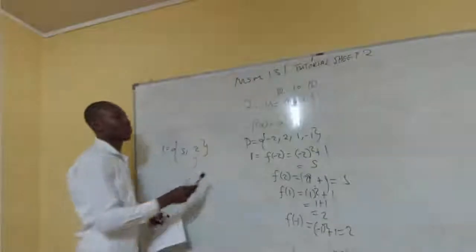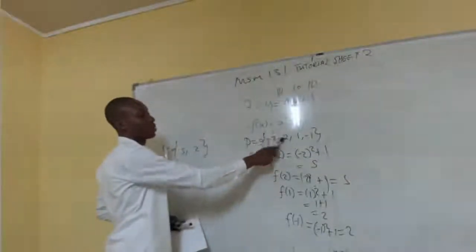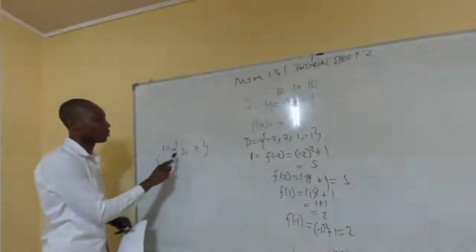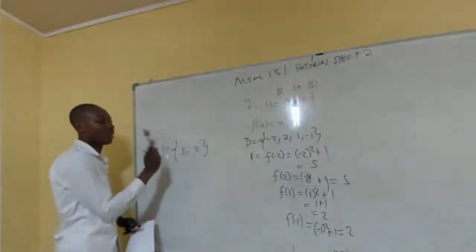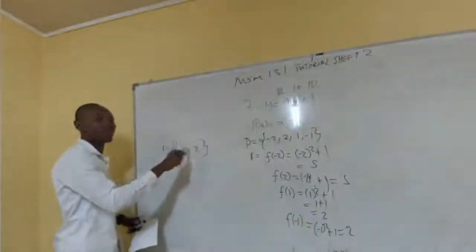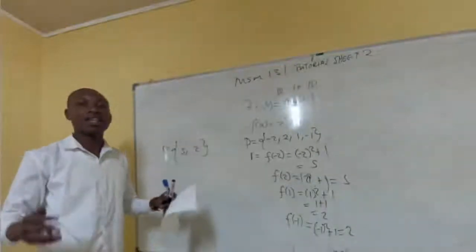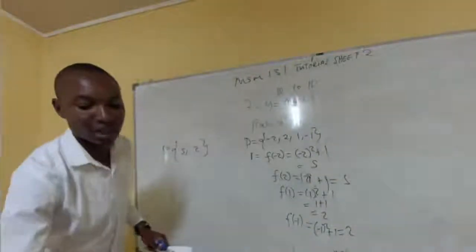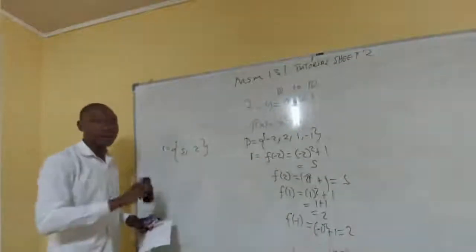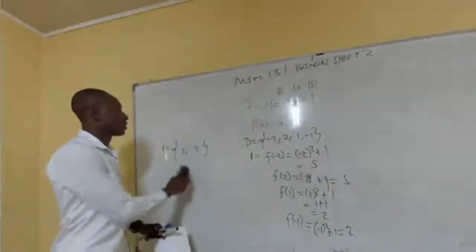Why? Because you've got more than one value, -2 and 2, going to one value in the range, which in this case is 5, and 1 and -1 both going to 2. Okay, so that's an example of a many-to-one function. So I'm saying a function can be one-to-one or many-to-one, right?